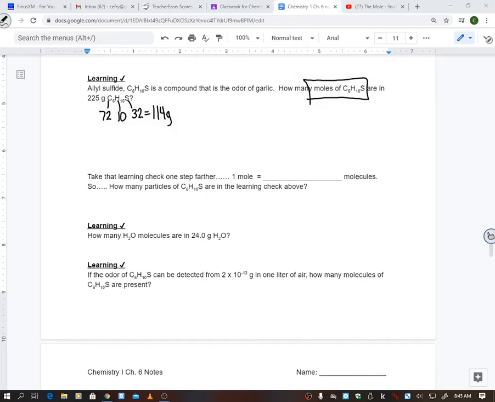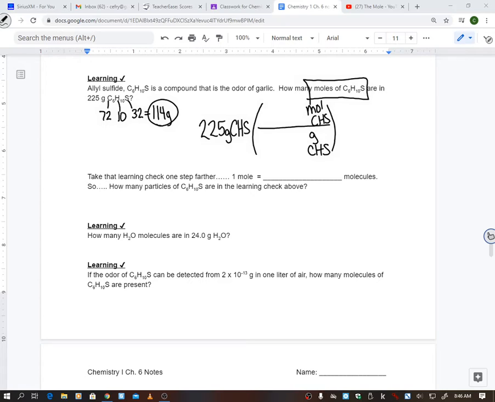Now the reason I need this is because I'm going to write down what they give me, which is 225 grams. I'm just going to write C6H10S, being a little bit lazy and not putting my subscripts. So then when I do this, my grams of C6H10S are on bottom, and that is why I needed to find that number, over moles of C6H10S.